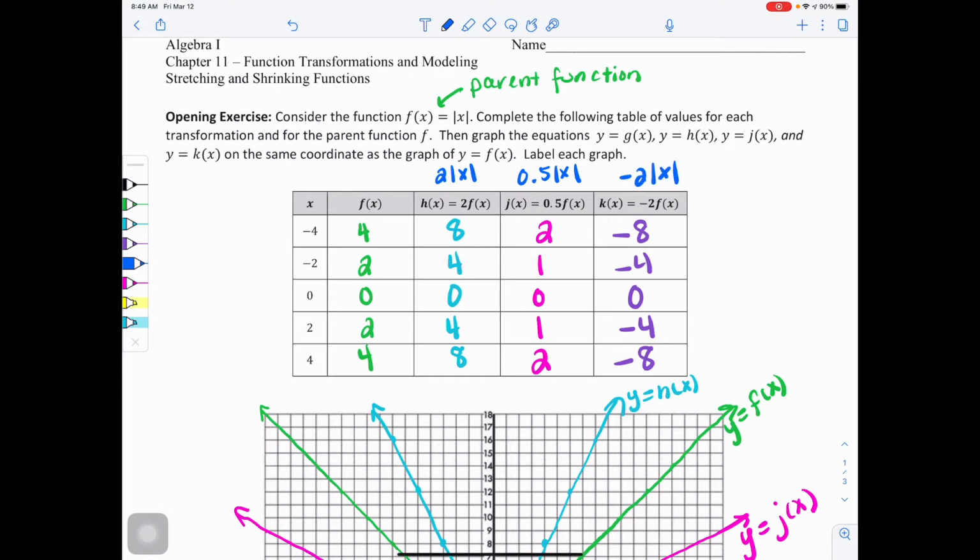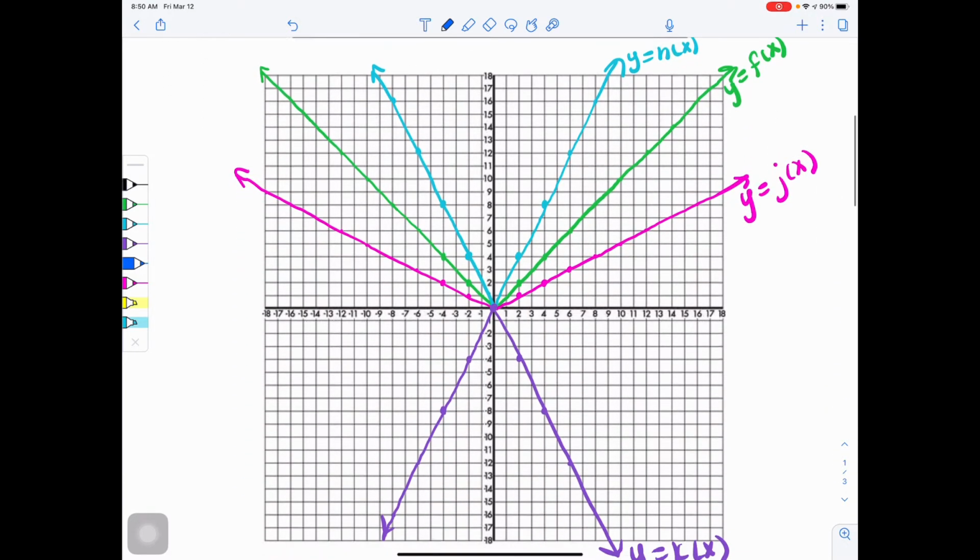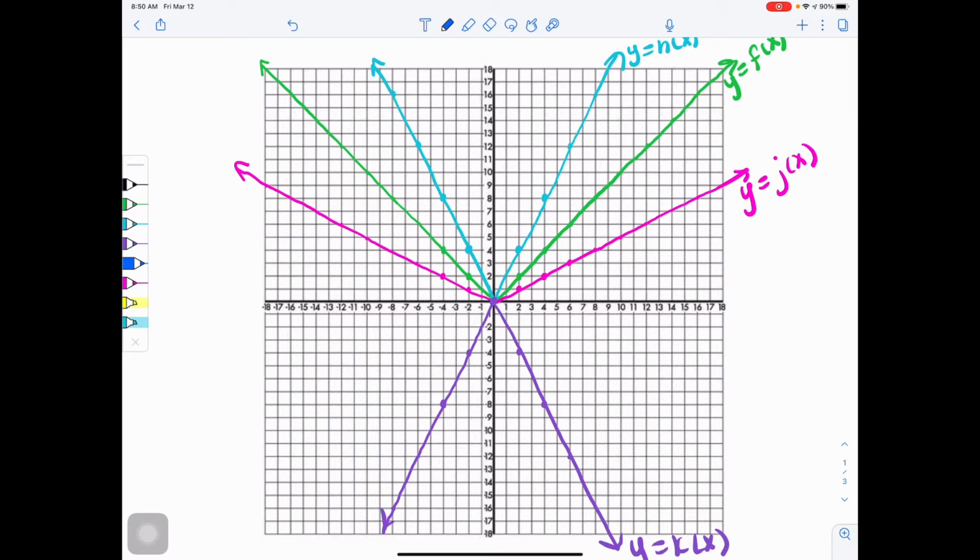So then there is my table, and then here's a picture of what your graph should look like. So you can see which one's got wider, which one's got skinnier, and you can see that one was also reflected. So we're going to take and summarize everything that we've seen by looking at this opening exercise. So double check your tables and your graphs right now, and then when you're ready, move on to the next part of the lesson.